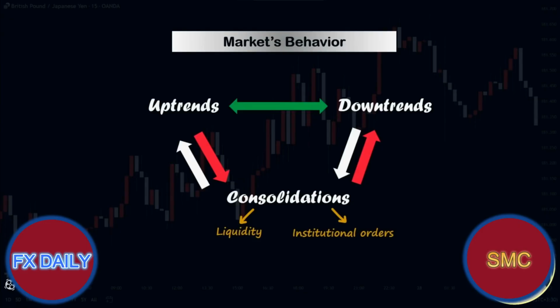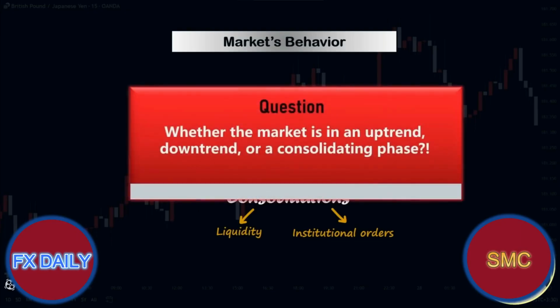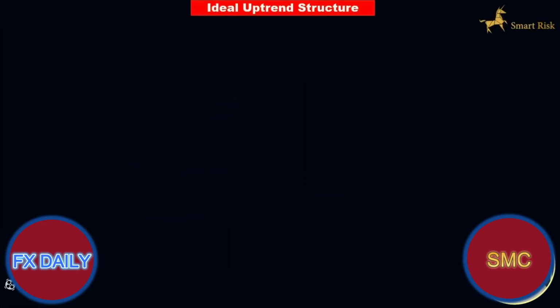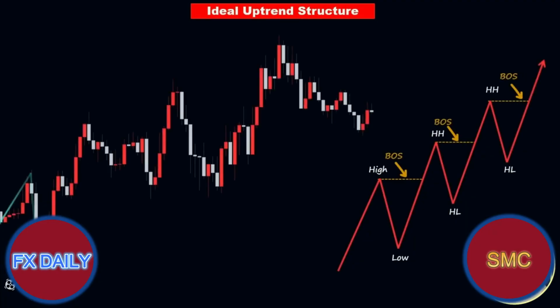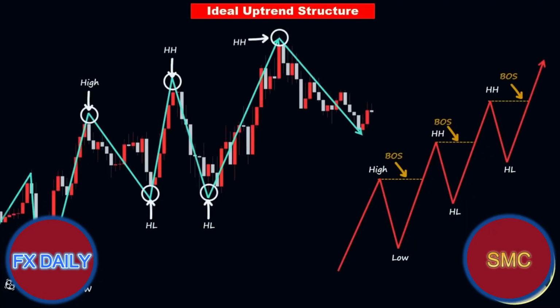The first thing, when you return to the chart, you have to ask yourself whether the market is in an upward trend, a downward trend, or is moving in a stabilization phase. For a deeper understanding, we will first start with a simple example of market structure and then go to the key points of advanced market structures.